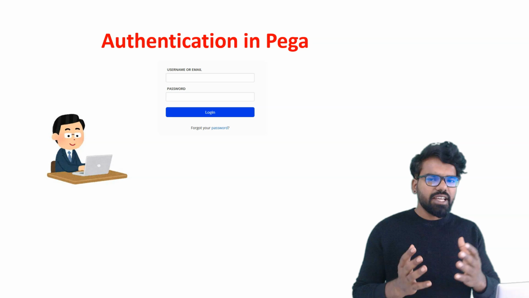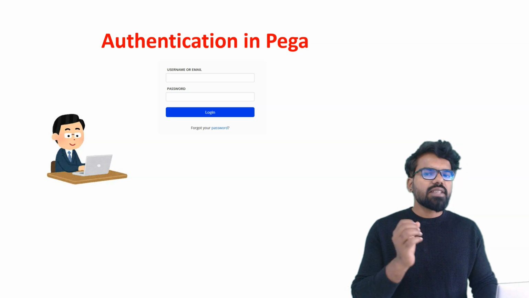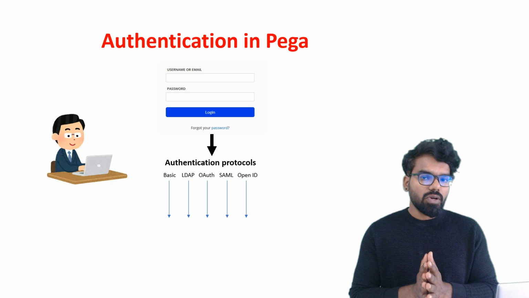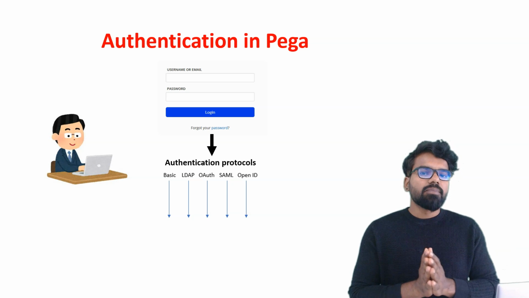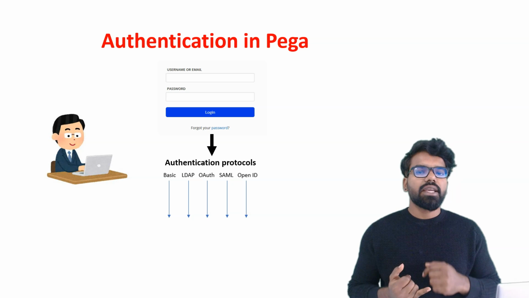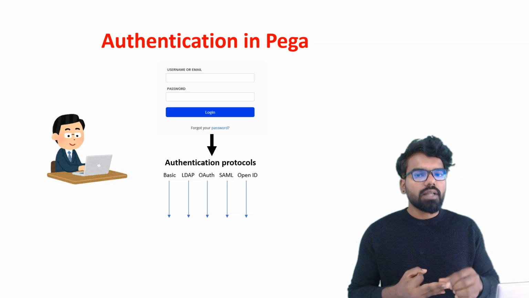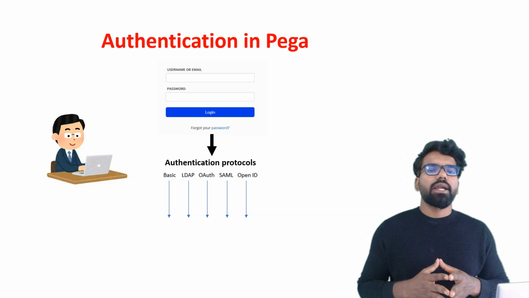So how this authentication flow starts is, as soon as the end user clicks on the login button, we can use different authentication protocols. As you see in the picture, it supports basic authentication, which is just the username and password. It supports LDAP, OAuth, SAML, and also OpenID protocols.